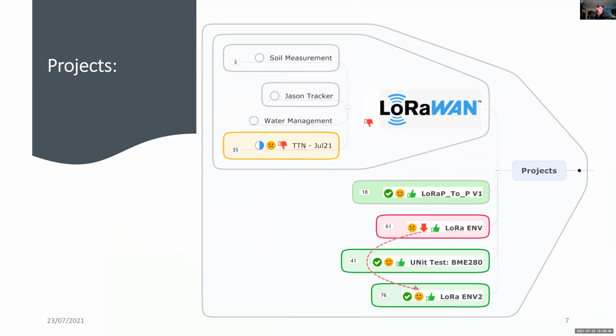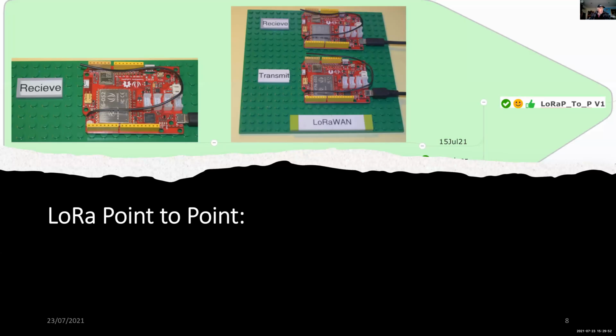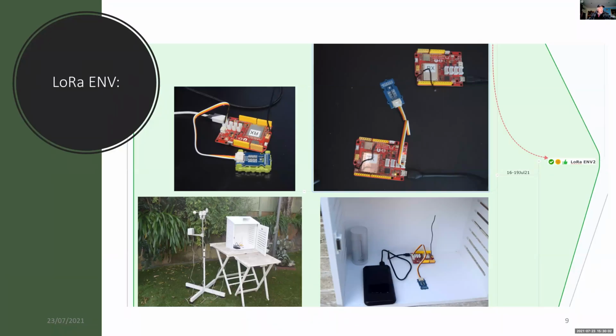So I started off with a number of projects. The simple ones were looking at point-to-point communications with two of these devices. And the final one that I'll look at today is point-to-point with a weather station. You can see my arrangement here with the LoRaWAN transmitter and receiver, and I'm going to go from the desktop to putting it outside in my weather station.